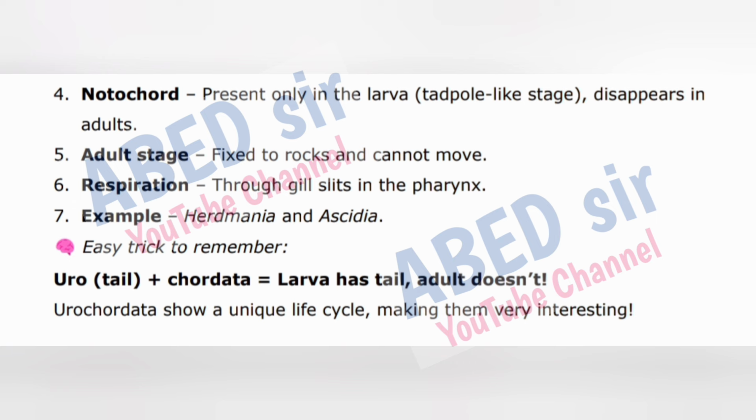5. Adult stage, fixed to rocks and cannot move. 6. Respiration, through gill slits in the pharynx. 7. Example, Herdmania and Ascidia. Easy trick to remember: Uro, tail, plus chordata equals larva has tail, adult doesn't. Urochordata show a unique life cycle, making them very interesting.